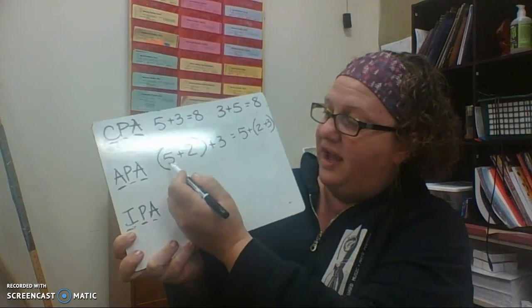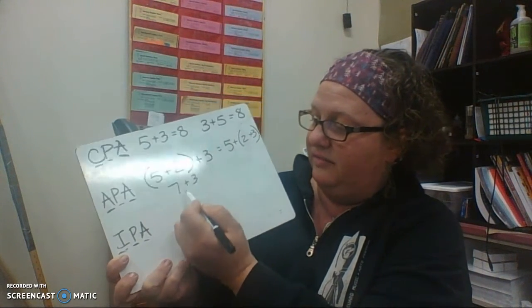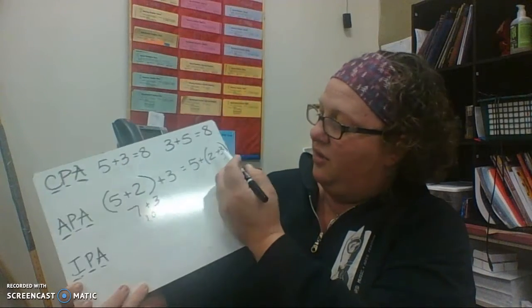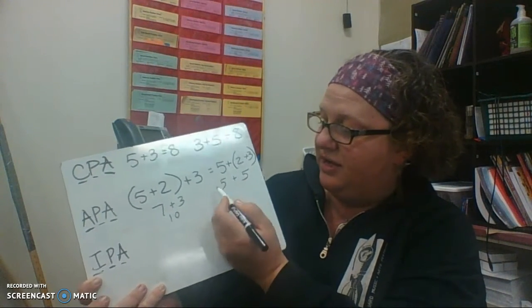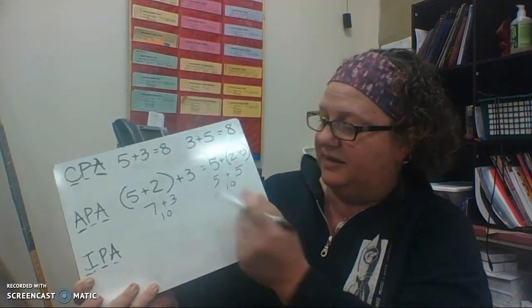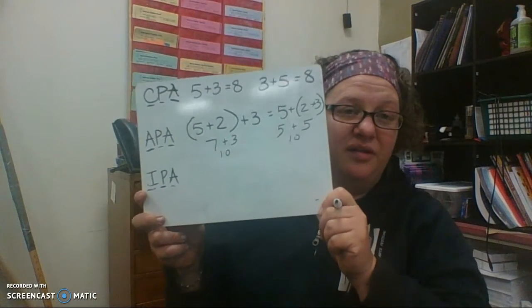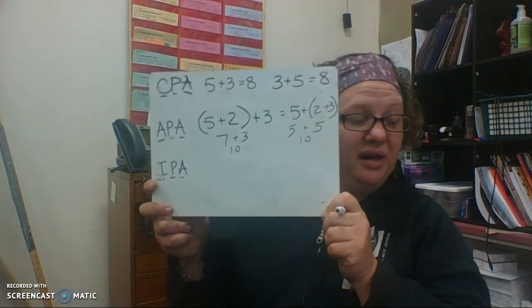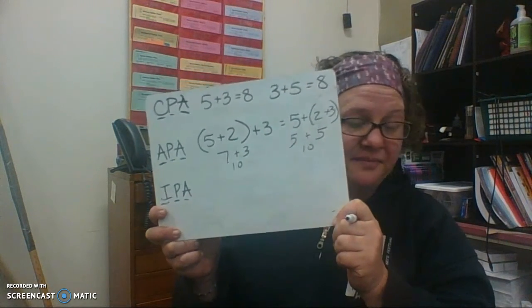So we have 5 and 2 is 7, and then we add a 3, and we get 10. We have 2 and 3 is 5, and we add a 5 in front, and we get 10. So either way works, and that is why it is called the associative property of addition, or the APA.